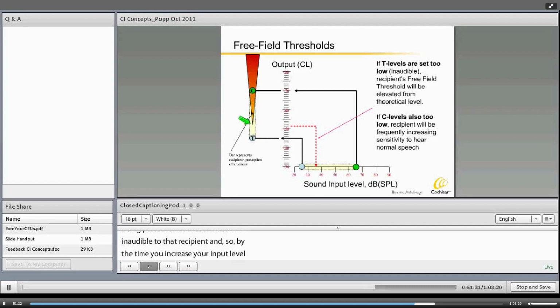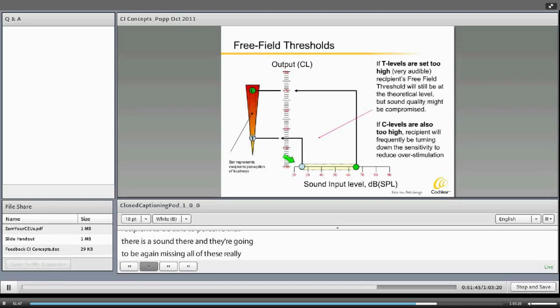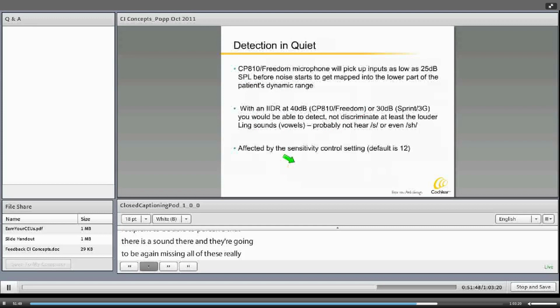If their thresholds are set too high, that input signal is being presented at a level that's inaudible to that recipient. By the time you increase your input level to maybe 35 or 40 dB SPL, that's what it's going to take for that recipient to perceive that there's a sound there. And they're going to be, again, missing all of these really important soft sounds of speech.